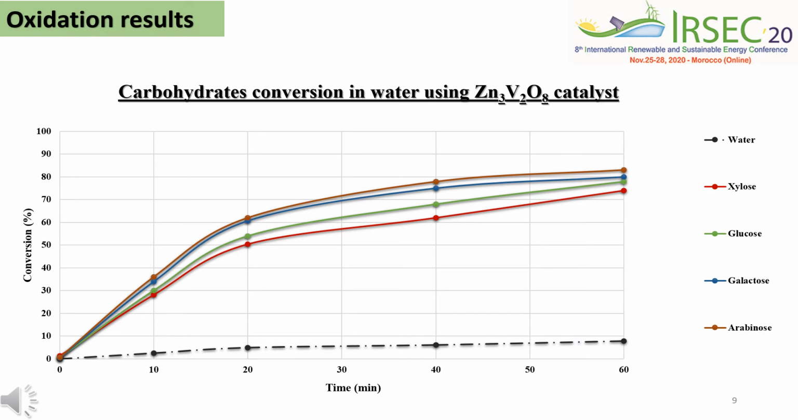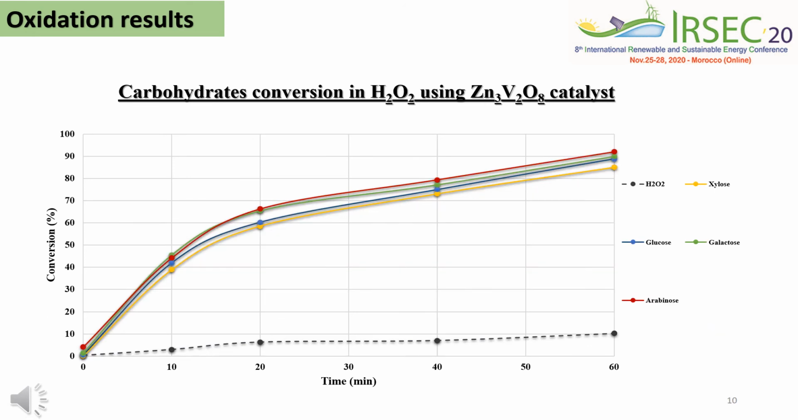The result of carbohydrate conversion in water using the mixed zinc vanadium oxide catalyst shows a good conversion, which exceeds 70% for the carbohydrates used after 60 minutes of reaction. The presence of hydrogen peroxide improves the conversion of carbohydrate, which has exceeded 80%.